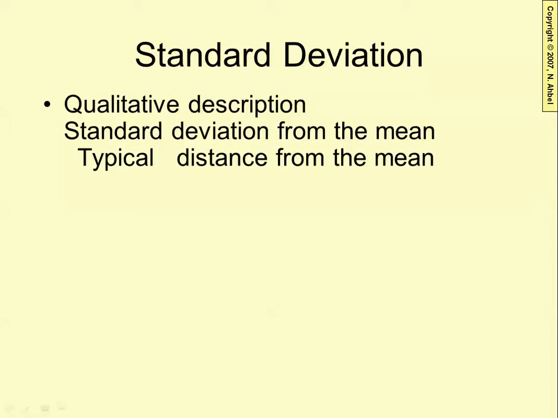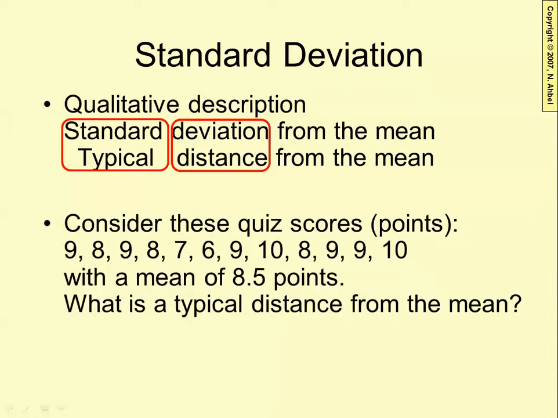A qualitative description of the standard deviation, you might say, instead of a standard deviation from the mean, what it really is describing is a typical distance from the mean. This is not the quantitative definition, but it does give you an idea. If you can think of the typical distance from the mean, you'll have a good idea of what the standard deviation is. So consider these quiz scores in points: 9 points, 8 points, 9 points, 8, 7, and so forth.